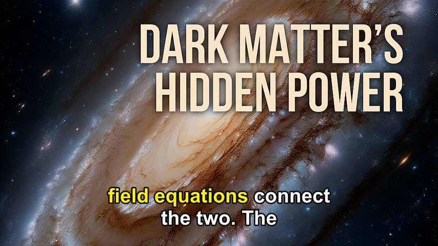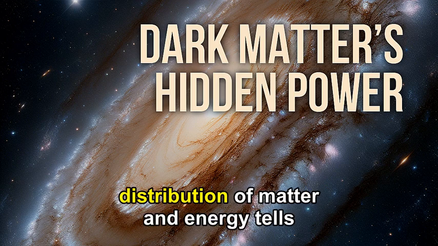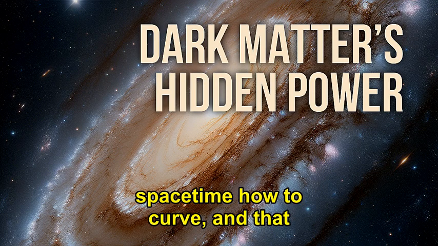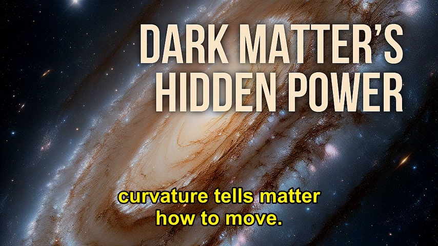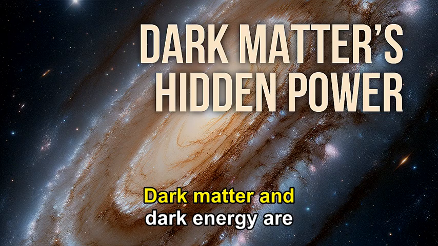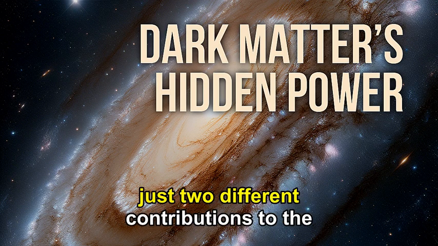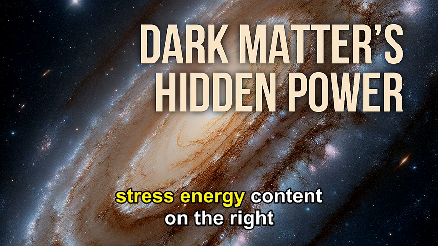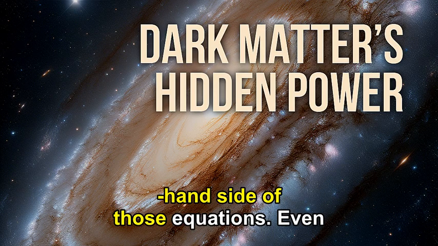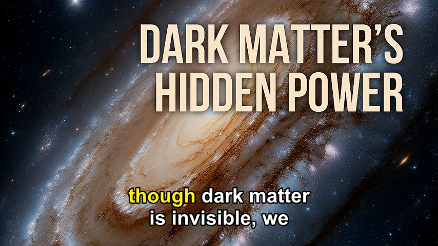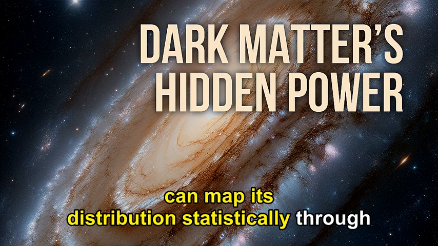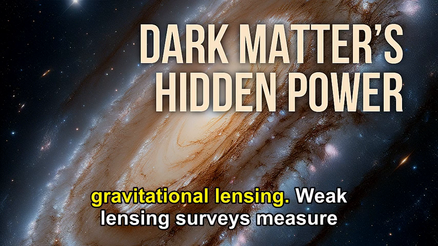Einstein's field equations connect the two. The distribution of matter and energy tells spacetime how to curve, and that curvature tells matter how to move. Dark matter and dark energy are just two different contributions to the stress-energy content on the right-hand side of those equations. Even though dark matter is invisible, we can map its distribution statistically through gravitational lensing.